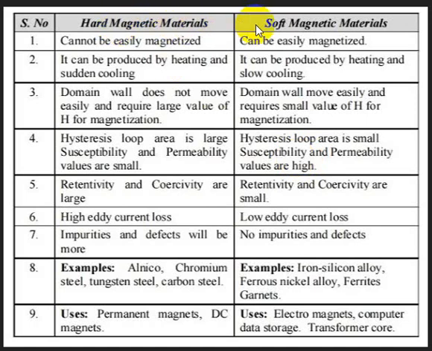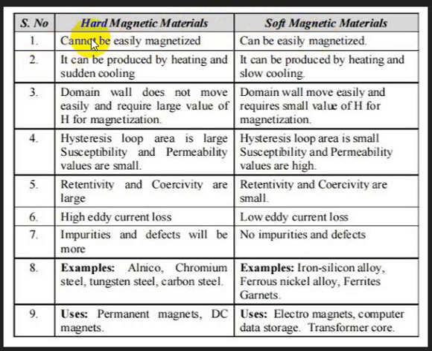Today I will discuss the very easy topic, which is the difference between the hard magnetic materials and the soft magnetic materials. I will discuss in my lecture the 9 points. Number 1 point is the hard magnetic materials cannot be easily magnetized. As you know, these are hard, so that's why they cannot be easily magnetized. Soft magnetic material can be easily magnetized. They are soft, so that's why easily magnetized.